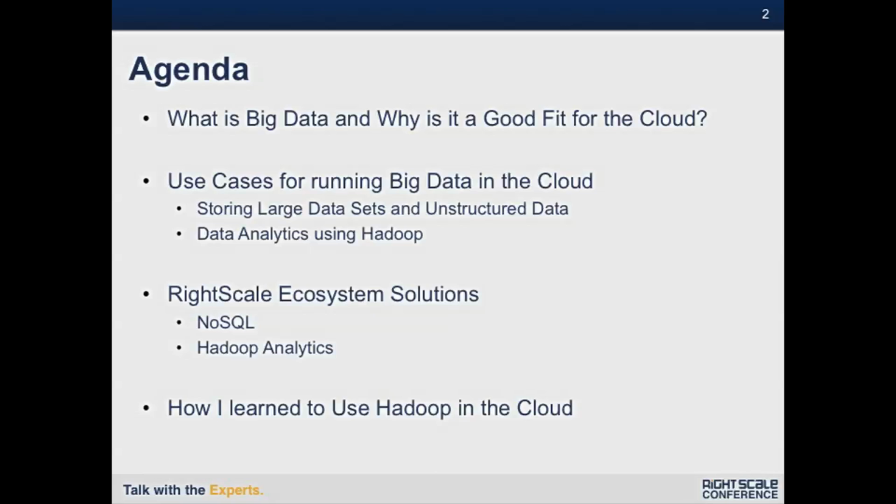We'll start out by defining big data, defining that problem, and then we'll go through some of those solutions, and we'll focus specifically on a couple of key areas. The first being NoSQL and the second being Hadoop itself, and we'll talk about some of the solutions that RightScale and the RightScale ecosystem can provide within that framework.